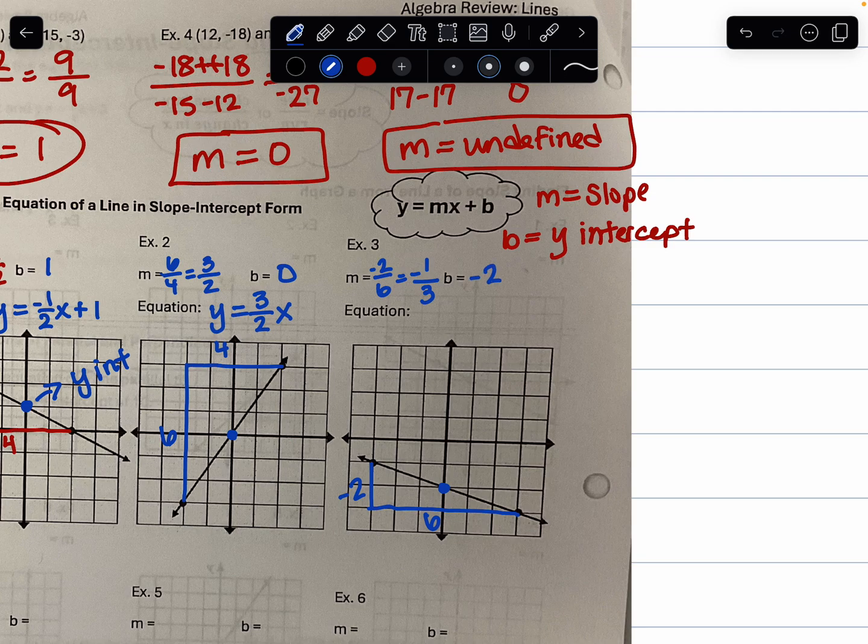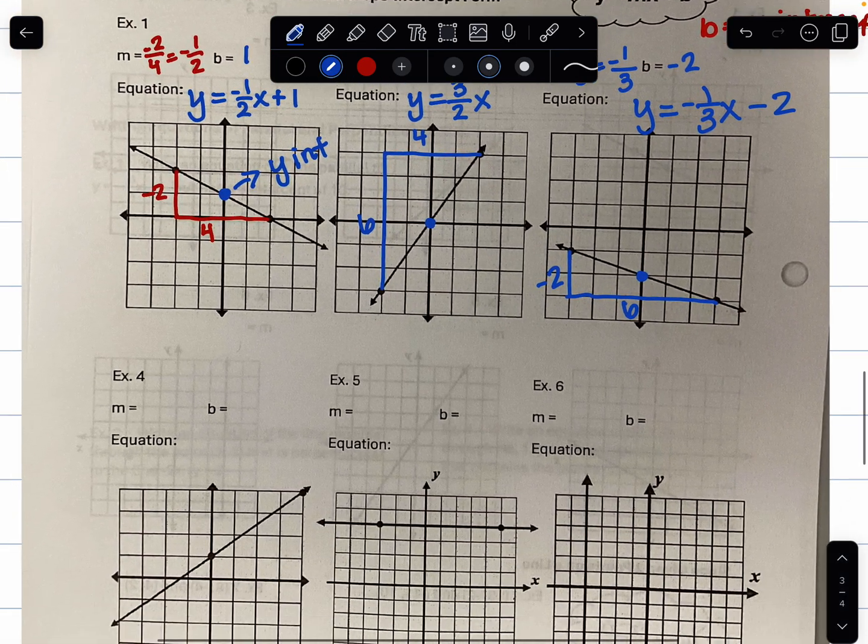And then you're just going to write those into your equation. So y equals what? Y equals negative 1 over 3 x. Yep, plus negative 2. True, but we could just say minus 2. We really don't want to say plus a negative because it's kind of redundant, so we just say minus 2. Yes? Okay.